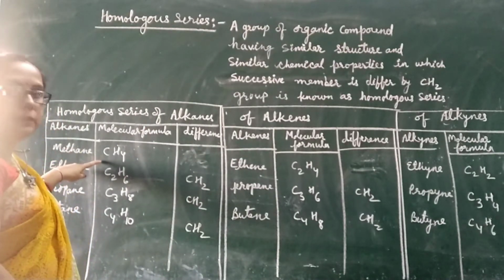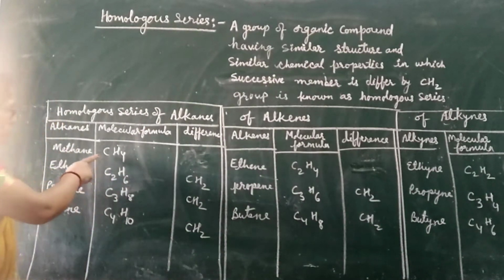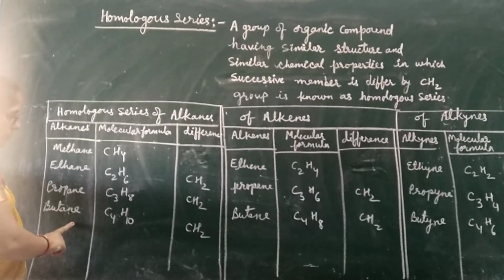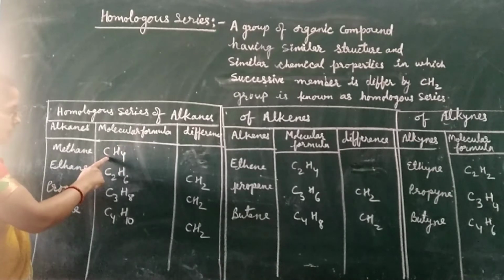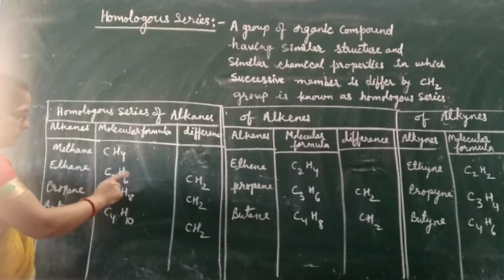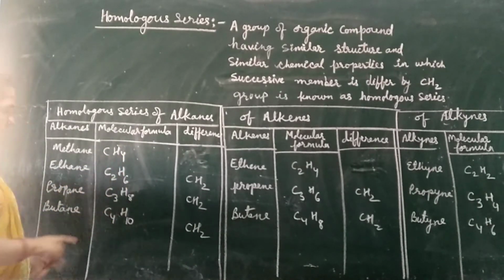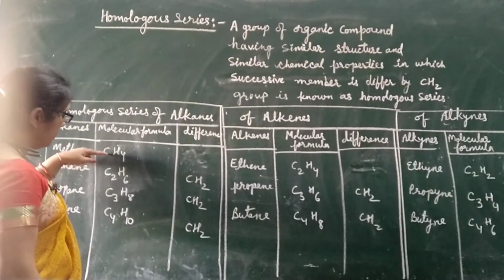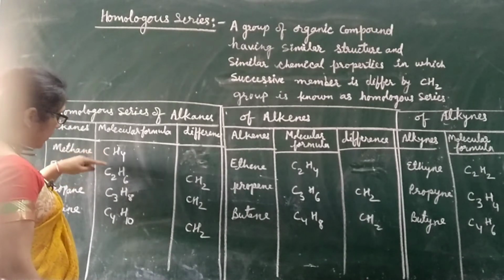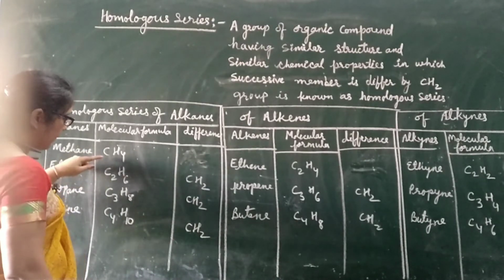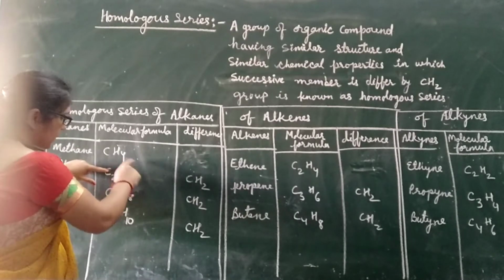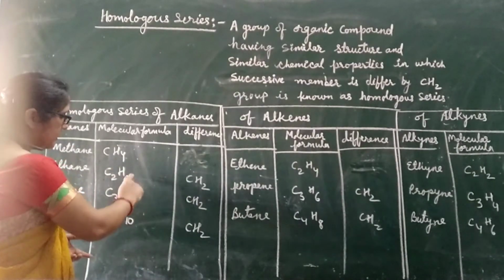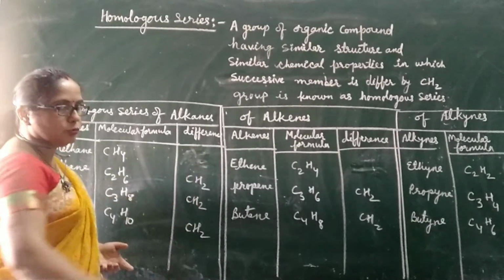The first member of the alkanes is CH4, that is methane. Second is C2H6, ethane, then propane and butane. Their molecular formulas are: methane CH4, ethane C2H6, propane C3H8 and butane C4H10. If we compare methane and ethane, they differ from each other by one carbon and 2 hydrogens, because 6 minus 4 is 2 hydrogen. Ethane and propane are also alkanes, and these two also differ by a CH2 group.